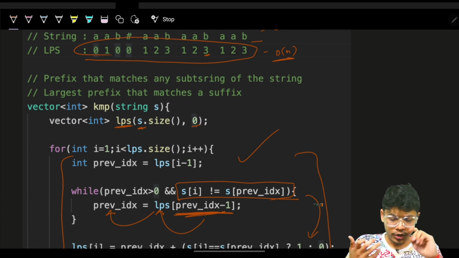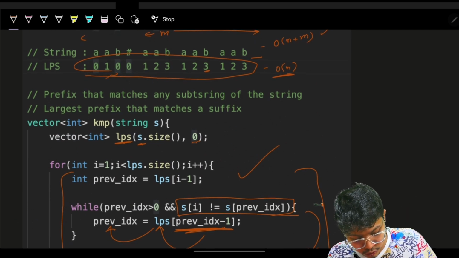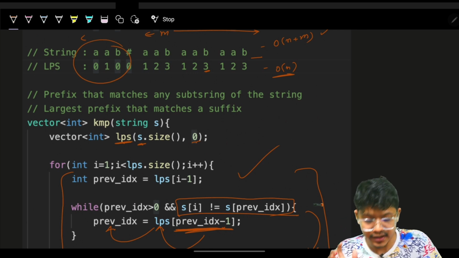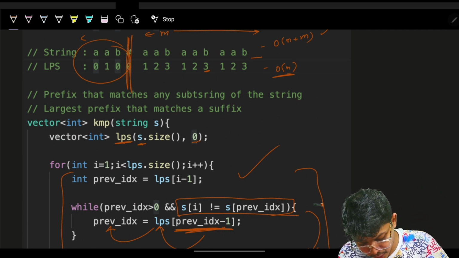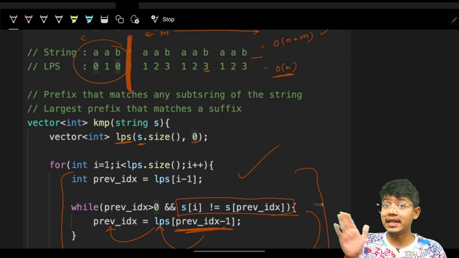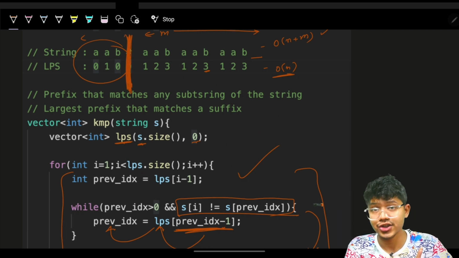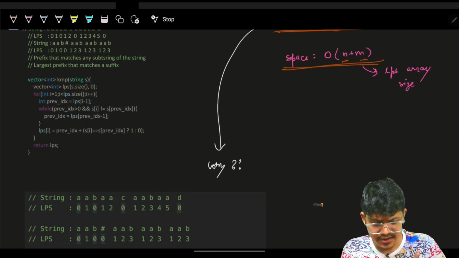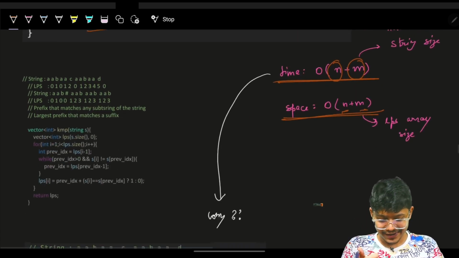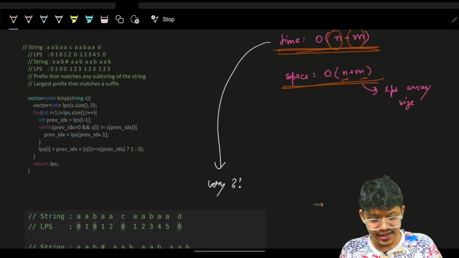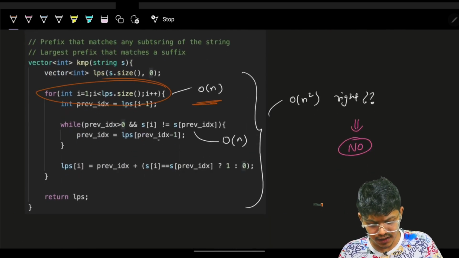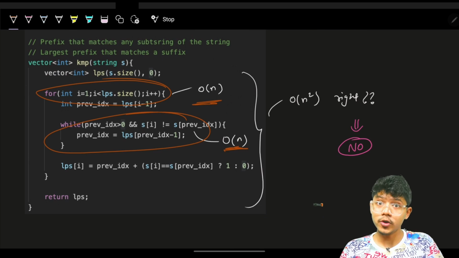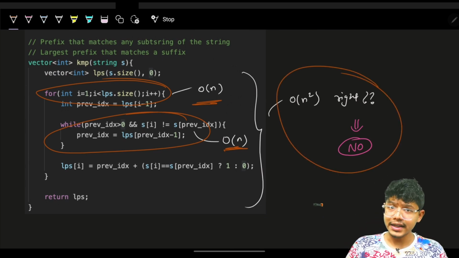But as I showed you, you can also maintain only your pattern LPS. Pattern LPS is the only thing you require, because your LPS can never exceed the pattern length. So the space can be reduced to O of n. But now you will say, Bhaiya, why is this time O of n plus m? Because I saw this was O of n, and you will have a while loop which can also be O of n. So it should be O of n square, right?